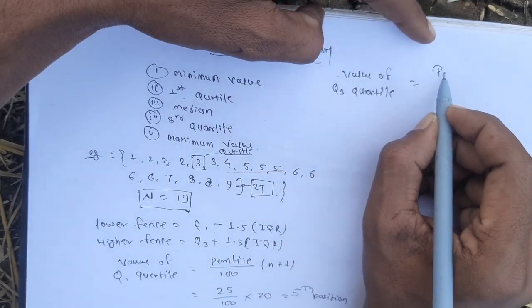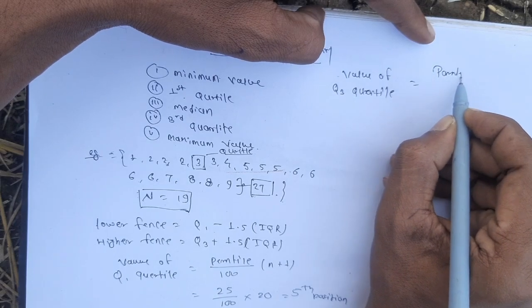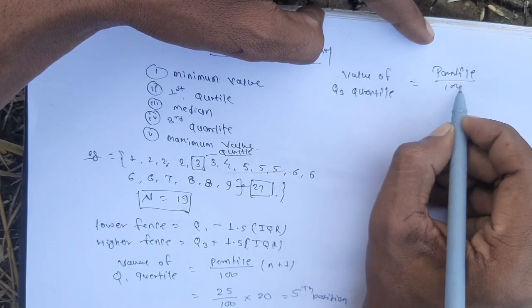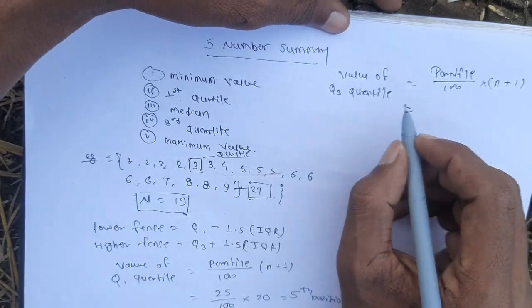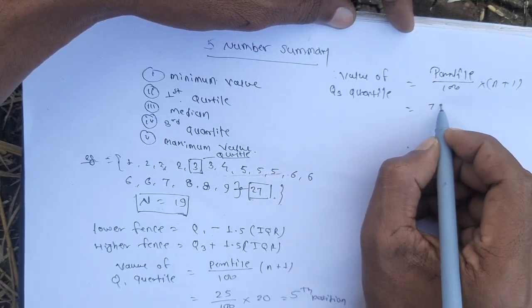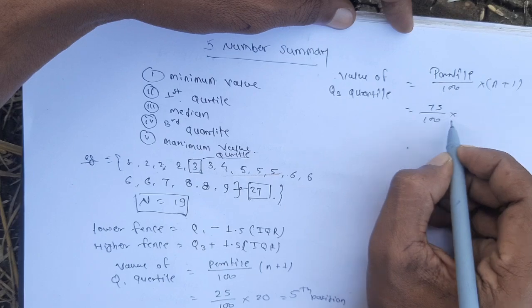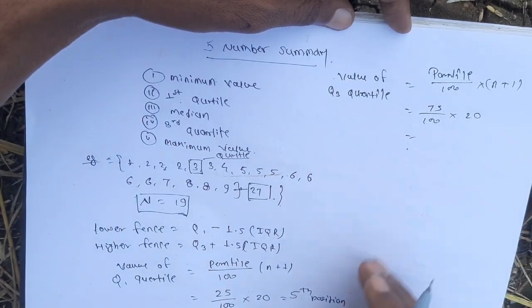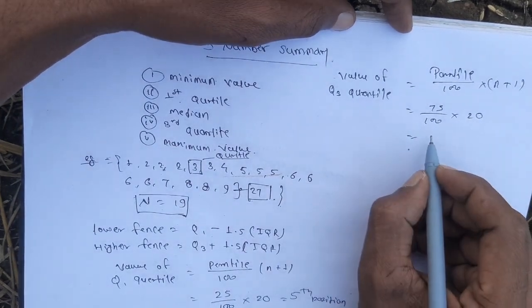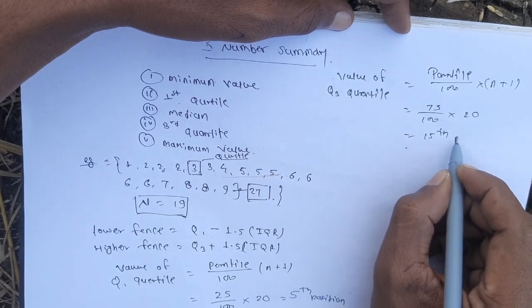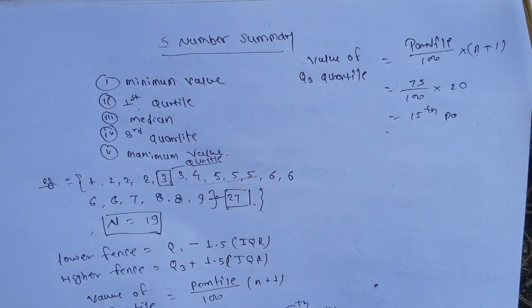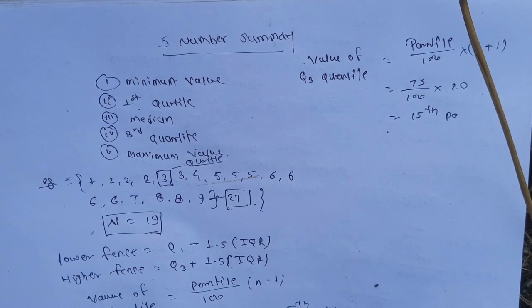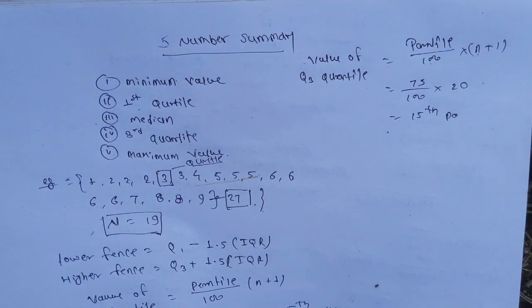Let's see the third quartile value. The third quartile is percentile divided by 100 into n plus 1. The percentile of the third quartile is 75 divided by 100 into 20, which is nothing but the third quartile.